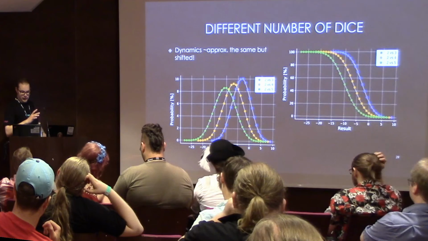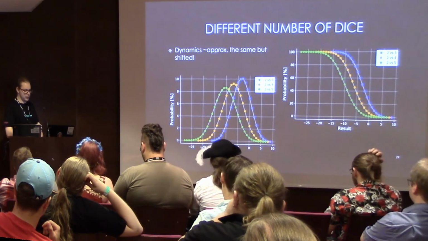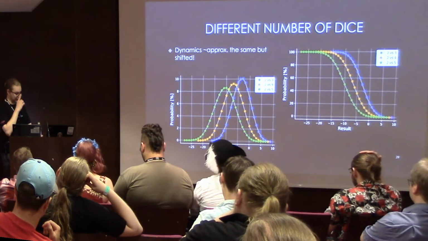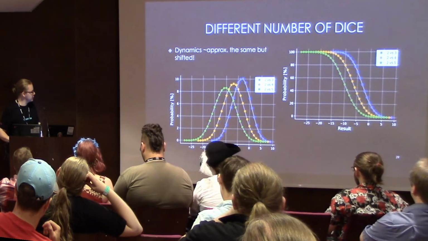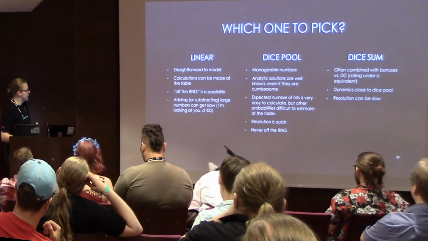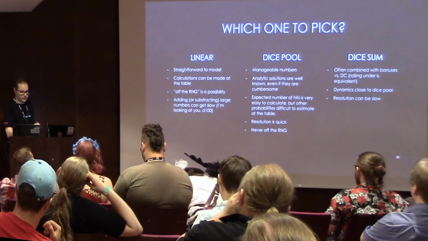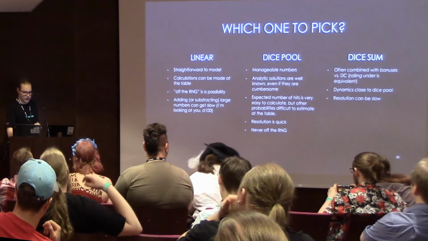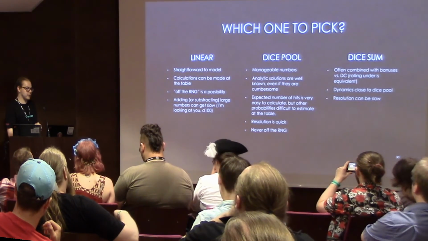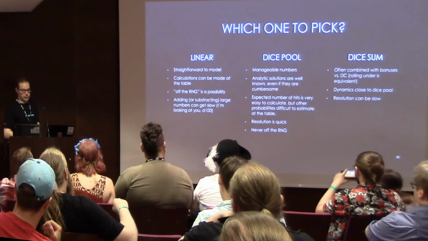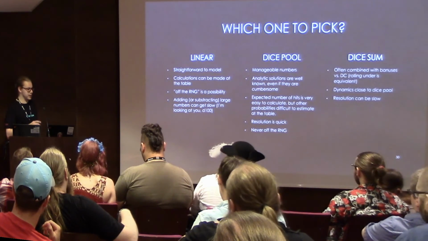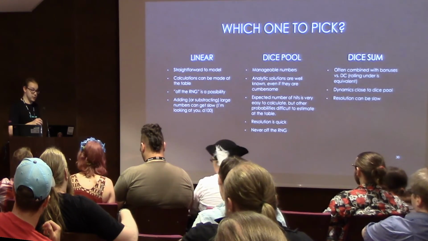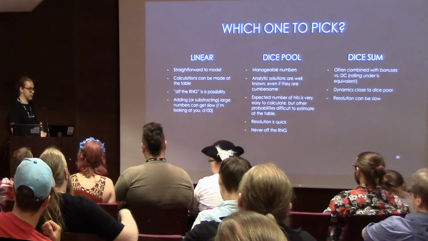Now, this was all I had about dice summing, and next I would like to say a couple of things as a bit of a summary. So in my opinion, the linear model is a pretty straightforward thing. It's easy to calculate and easy to do with pen and paper. And a nice thing is that calculations can actually be made on the fly at the table.